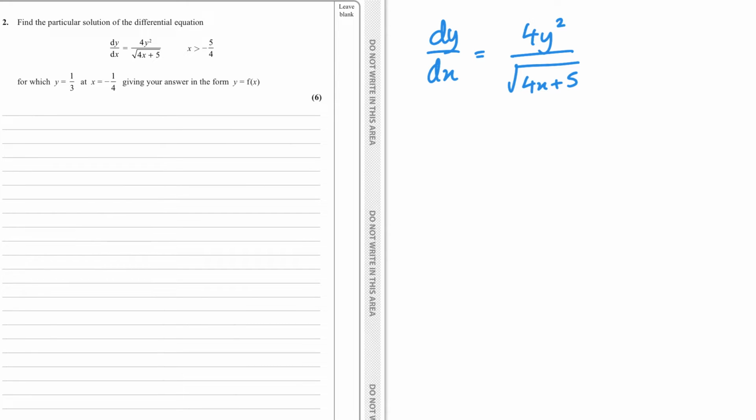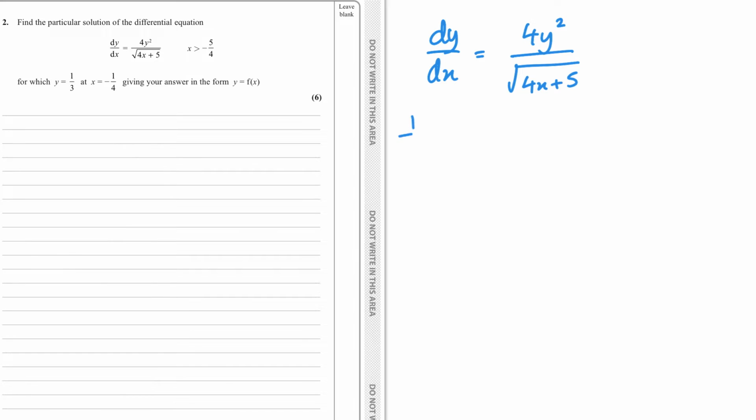Okay, so looking at this one, we have a differential equation and we need to essentially integrate. Notice that we've got y's and x's. So what we need to do is take this and these and get everything with a y on one side, everything with an x on the other side. Now, the dy's on the top, so we want the y's on the left, and we want to take the dx to the top, so we want the x's on the right.